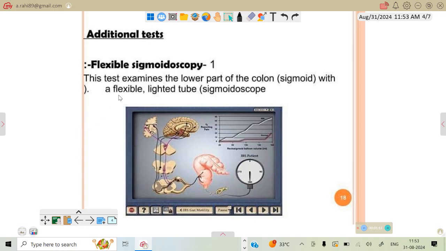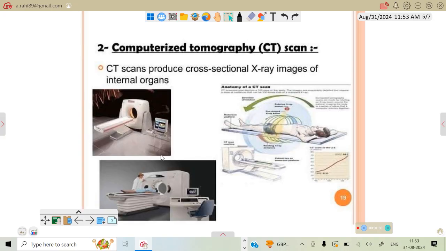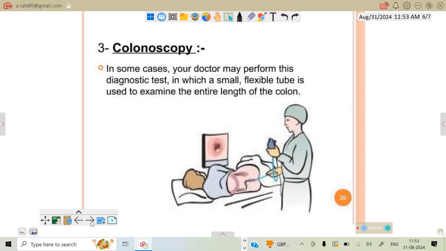And there are some additional tests, like examining the lower part of the colon with a flexible lighted tube. There is a CT scan, which produces X-ray images of the internal organs, of your intestine and your colon. Another is the colonoscopy procedure, in which the doctor makes the diagnosis using a small flexible tube inserted into the colon from your backside.